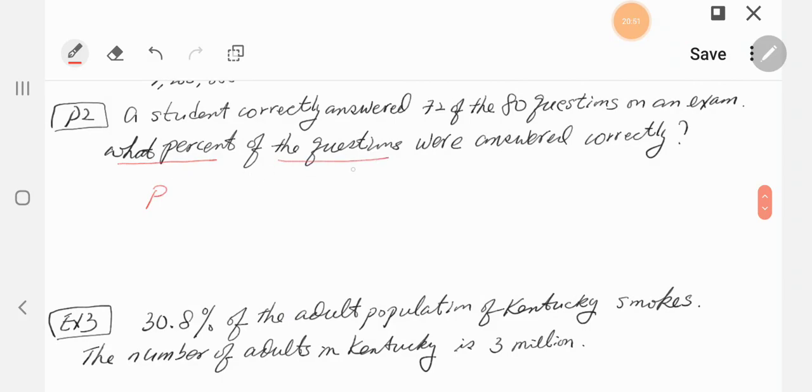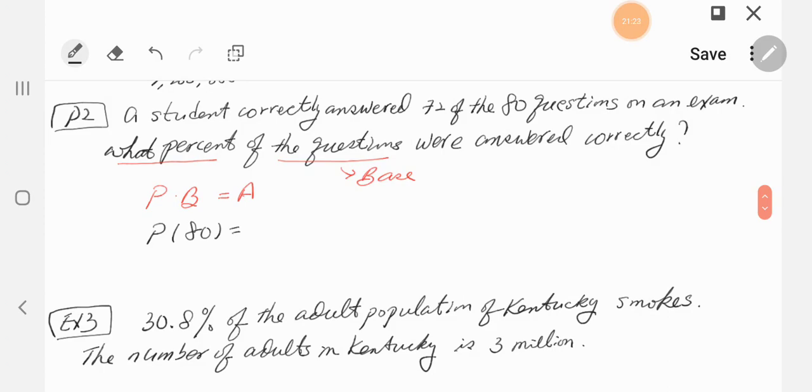And then this is the base, isn't it? What percent of the questions? So this is the base. And answered correctly. So let's find the amount. I don't know the percent. So percent times the base is the amount. So we are looking for the percent, and the base is 80.